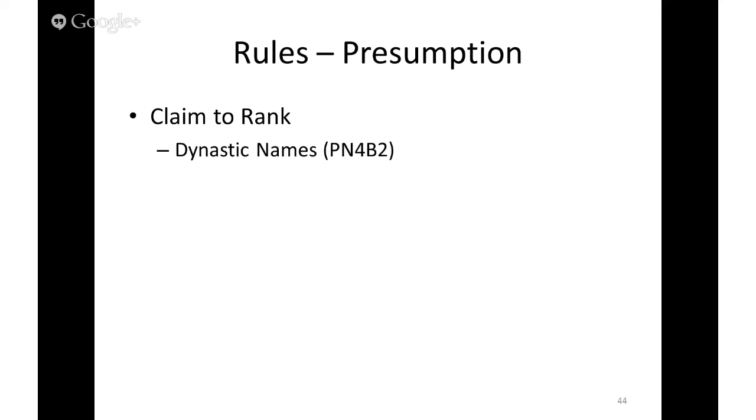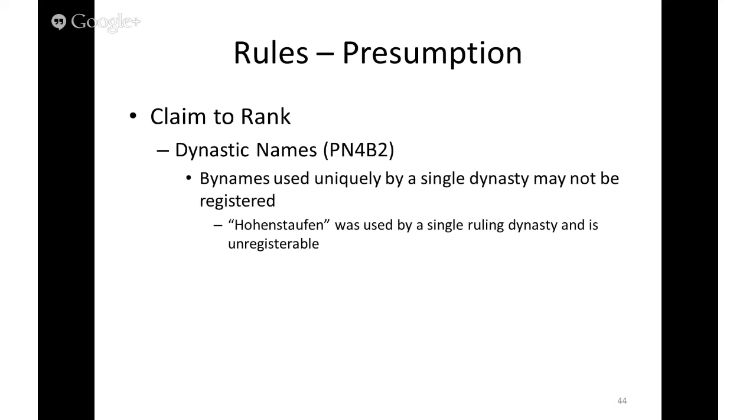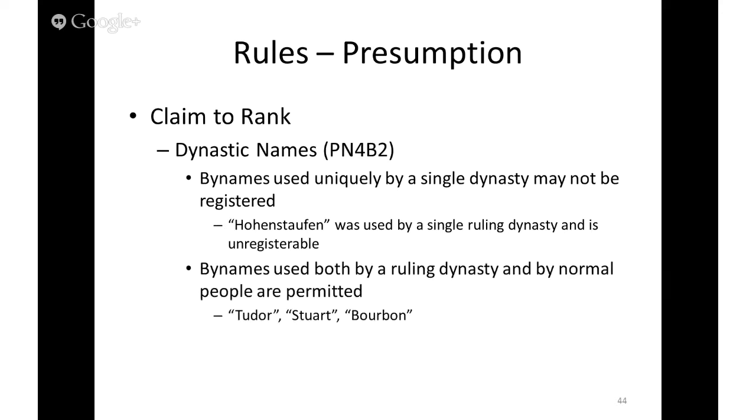We have something called dynastic names, which are bynames that are uniquely used by a single dynasty. You can't do that. And the only one I know offhand is the Hohenstaufen, which was a ruling dynasty of the Holy Roman Empire. No one except members of that dynasty ever used the name Hohenstaufen. So you cannot register the name Hohenstaufen because that's presumptuous as a claim to be one of those Hohenstaufen. On the other hand, names like Tudor, Stuart, and Bourbon were used by lots of people. So that is okay to use because it doesn't look like a claim to be one of the ruling Tudors or Stuarts.